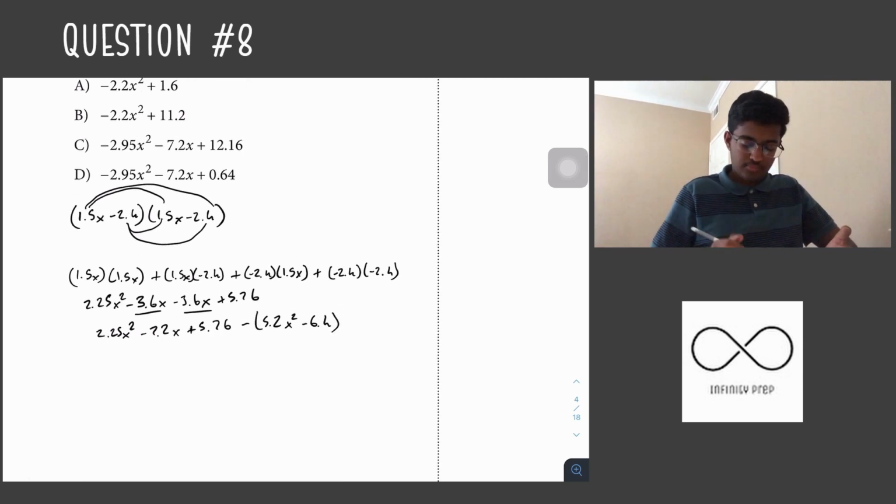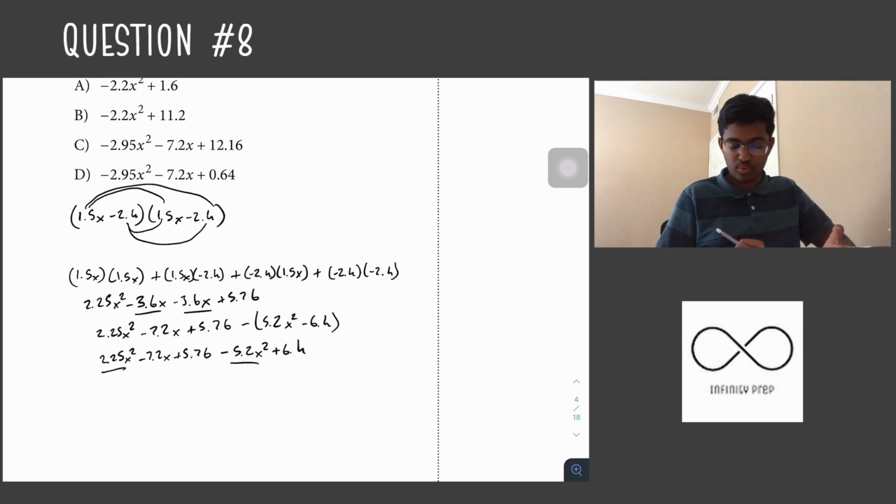So first we have to distribute the negative to the 5.2x squared and the negative 6.4. And when we do that, we get negative 5.2x squared plus 6.4. Now we can combine the like terms, which are negative 5.2x squared and 2.25x squared, and 5.76 and 6.4.